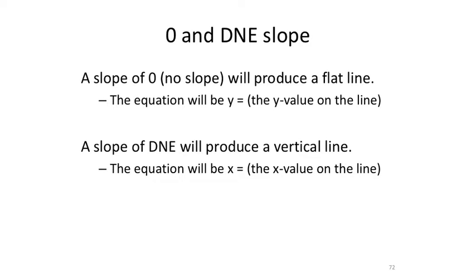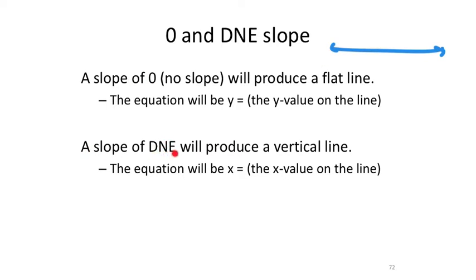So let's look at unique scenarios, especially with the slope. If a slope is 0, that tells us it has no slope. That's a flat line, like the x-axis would be. We'll pretend like that's flat. The equation will be y equals some number, which is the y value on the line. And why is it y? Because the y number line is vertical, and all values that go through it would just be horizontal lines. So horizontal lines have no slope.